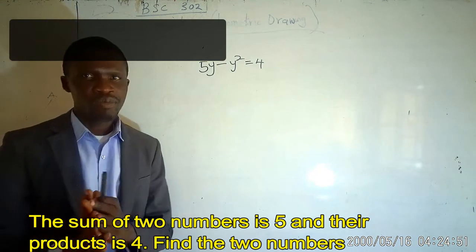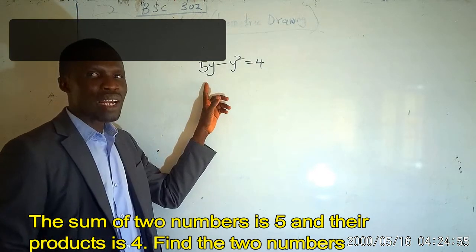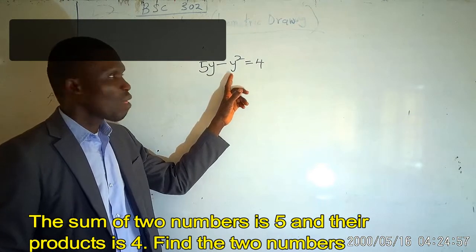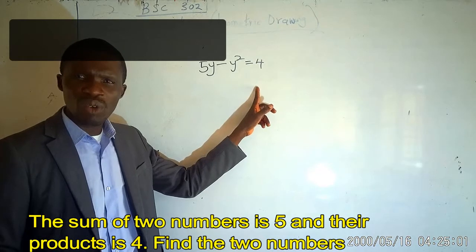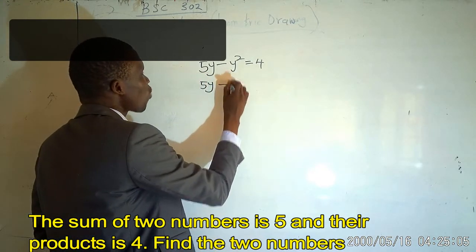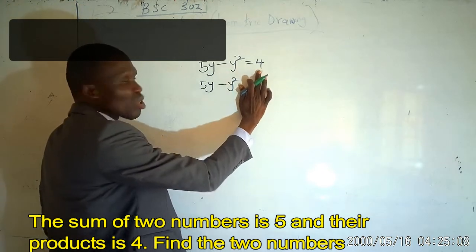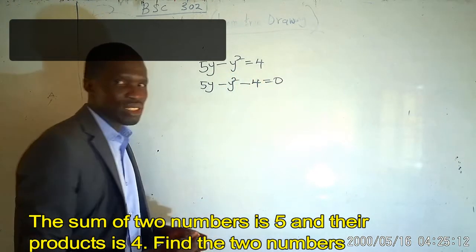Okay, class. This is where we start. 5y minus y squared equals 4. So we have to do something here. What are we going to do? Just say 5y minus y squared. When this one crosses this side, we have y squared minus 4 equals to 0.